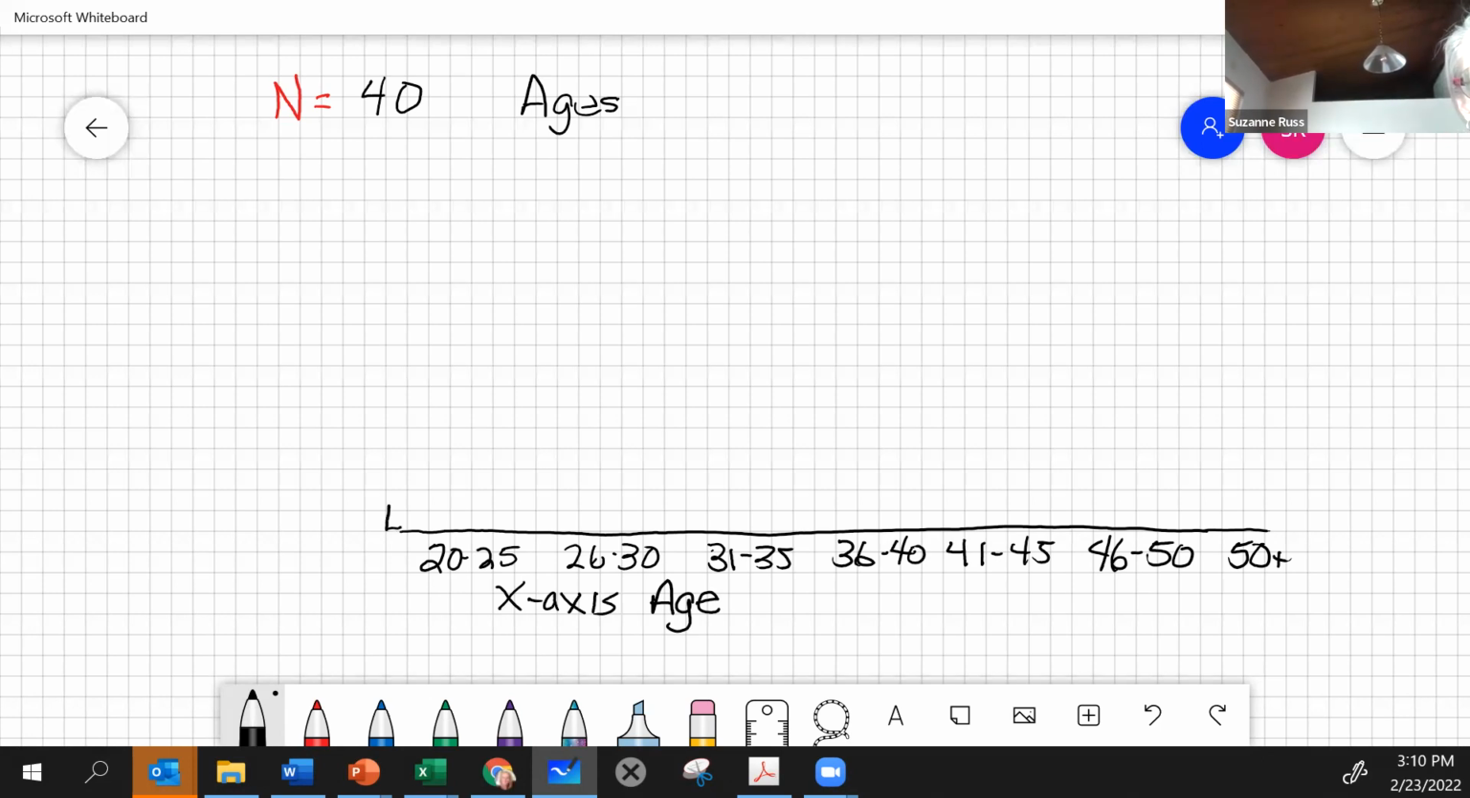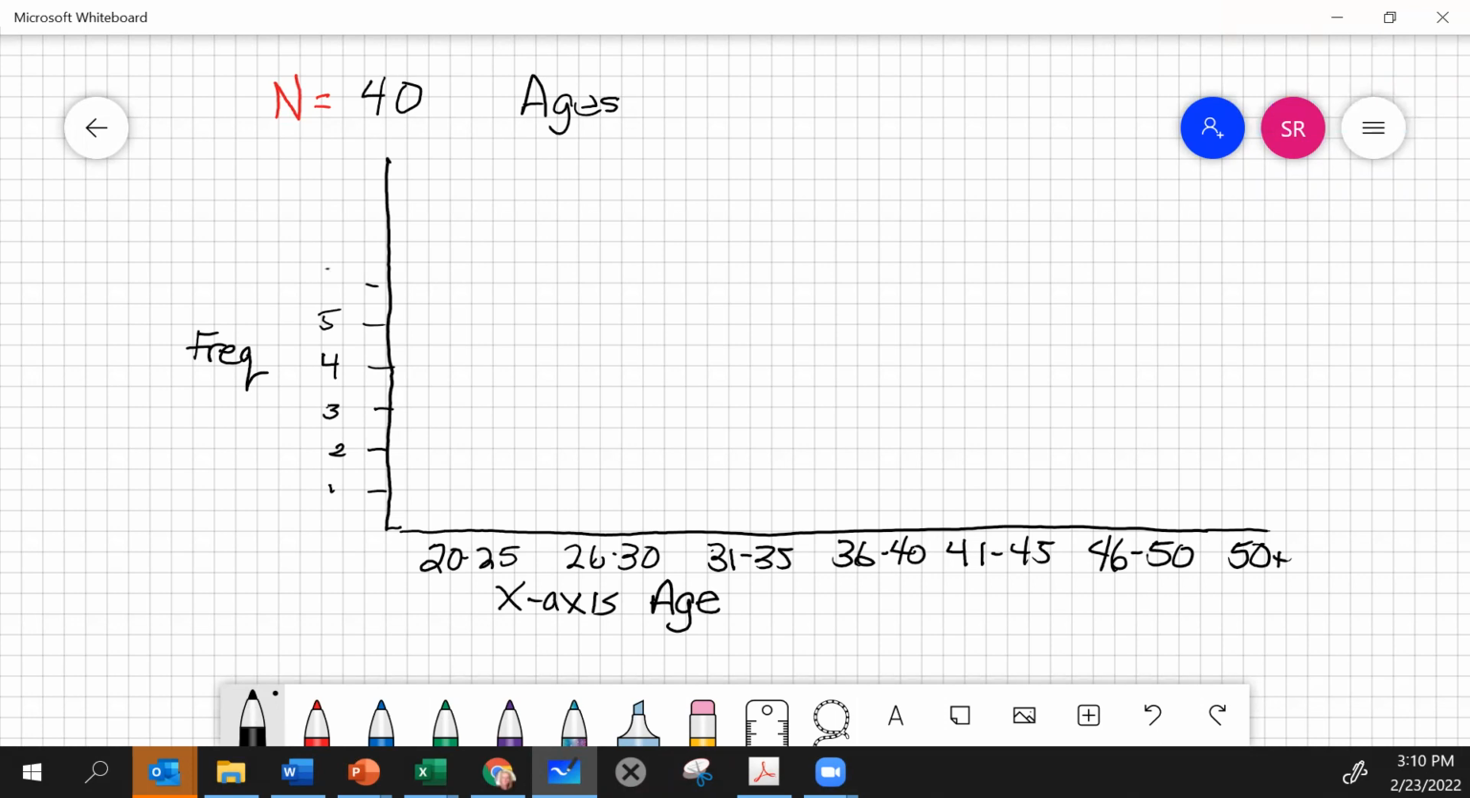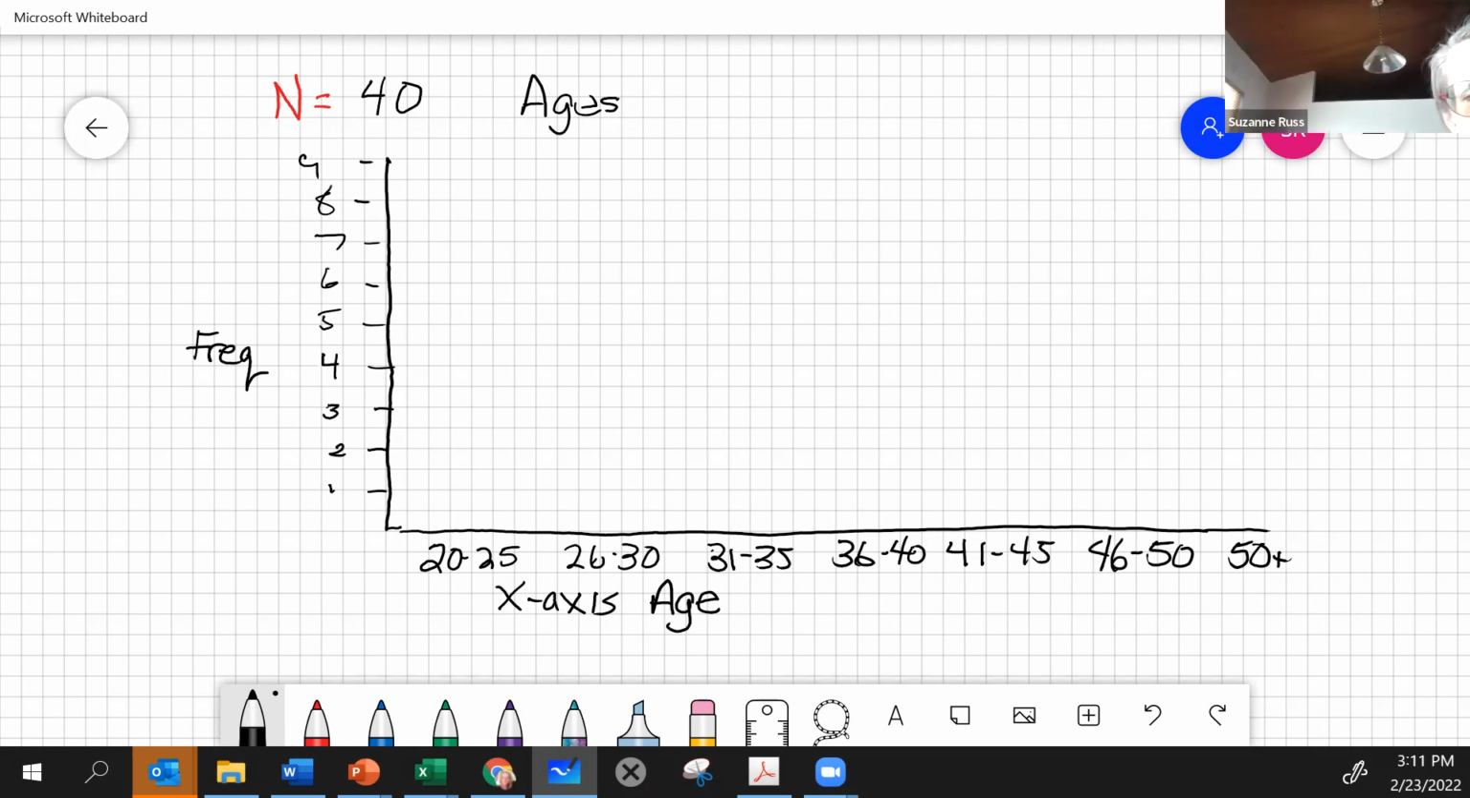And I also made the vertical line. And on this vertical line, I put something we'll call frequency, which is just how many people in each group. And so maybe I would have 1, 2, 3, 4, 5, 6, 7, 8, 9. Okay. And let's say of those 40 people, I had three of them who were in this age category. And I had five in this age category.